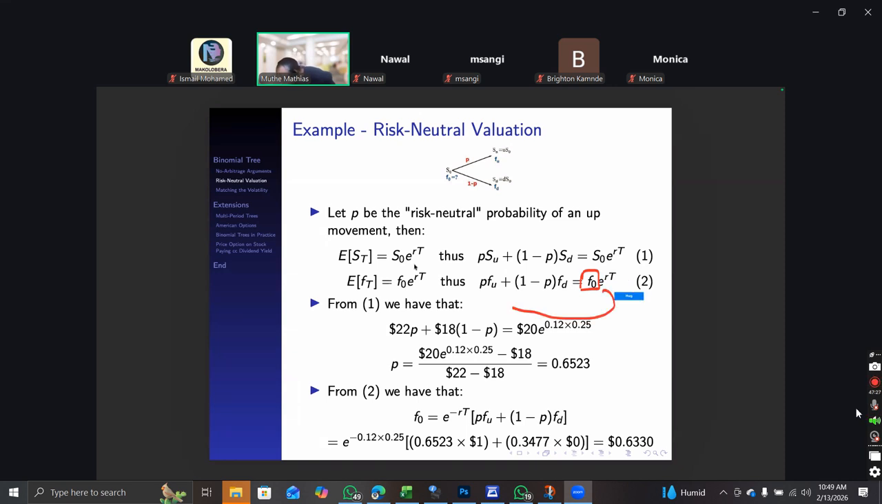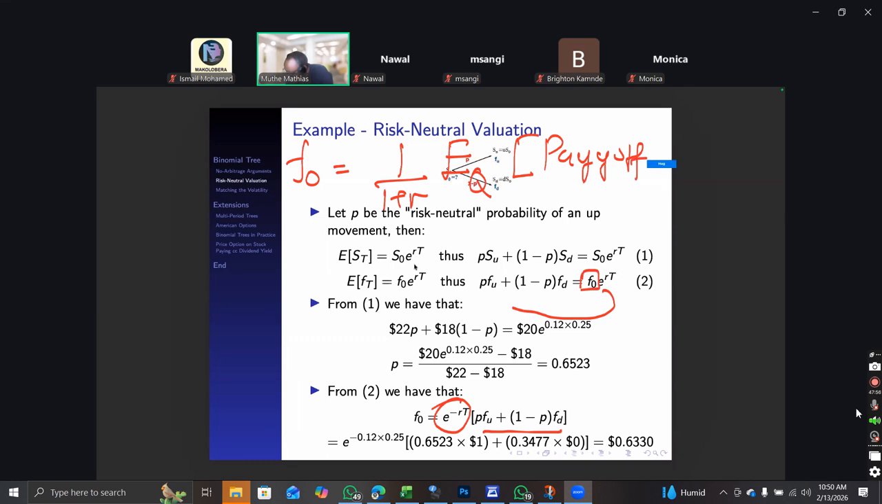So this is what we are doing here. This is the ET, and then this one here. In other words, I'm just discounting the expected payoff at the maturity, so that I'm able to get the value of the portfolio today. So in order for me to get F naught today, I have to find the discounted value of the expected payoff at the maturity.